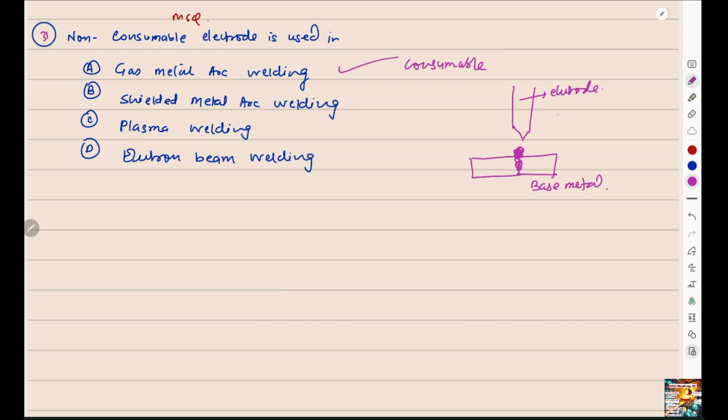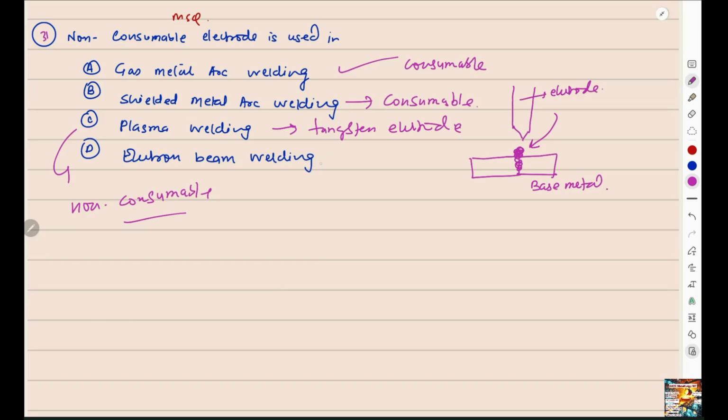In this case, the electrode also gets melted in shielded metal arc welding. The electrode is again consumable. Plasma welding uses a tungsten electrode, which is obviously a non-consumable electrode. Electron beam welding uses a highly focused, high-velocity electron beam to generate heat. So this is again a non-consumable electrode. So the non-consumable electrode processes are plasma and electron beam welding.